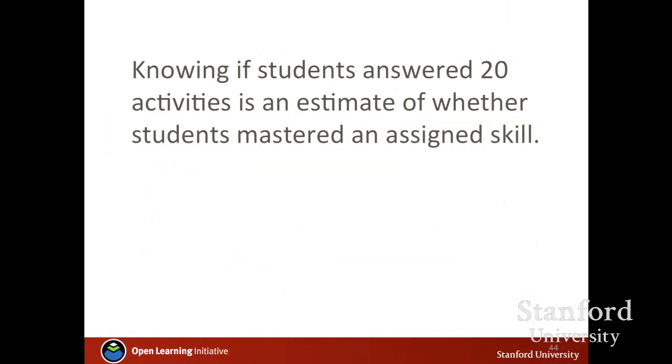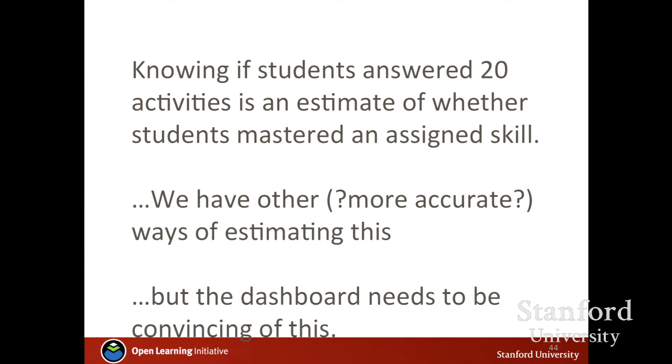So one of the challenges we're discovering is that they first need to know if students answered activities as an estimate of whether or not the students have mastered an assigned skill, but we have other more accurate ways of estimating this for them. So why do they still want that? One theory is that they're not convinced by the dashboard. They don't really believe that it makes a better prediction than they would make, which I wholeheartedly agree with that skepticism. And that's why I'm making the modeling system open, so that if people want to know how those predictions are being made, they can know.